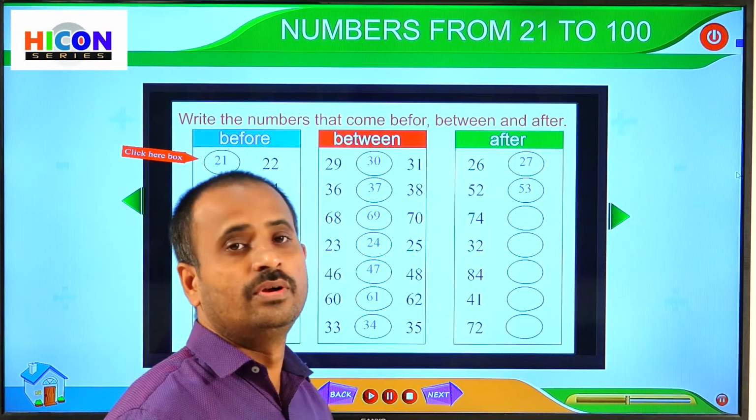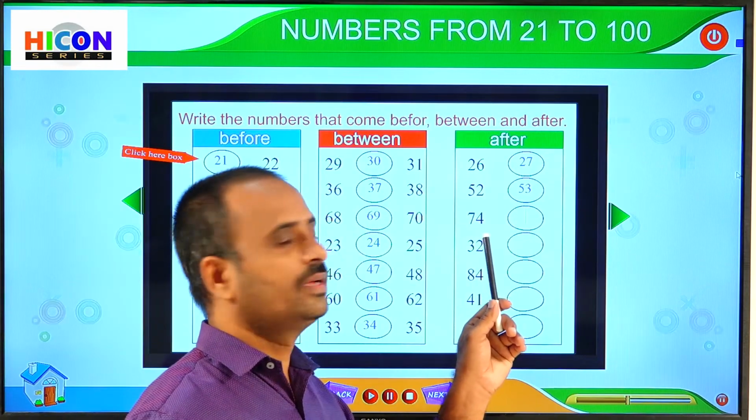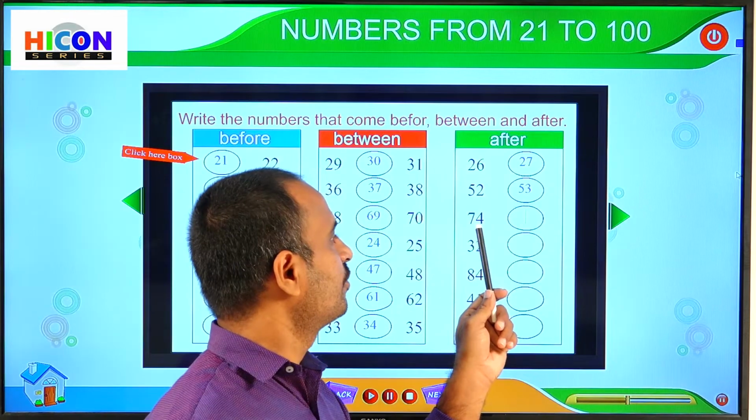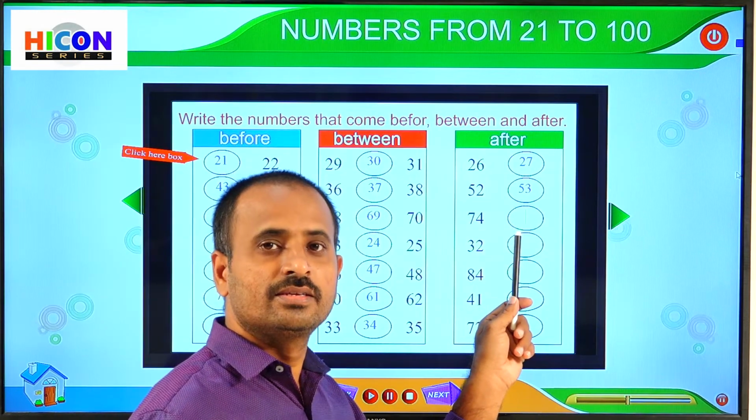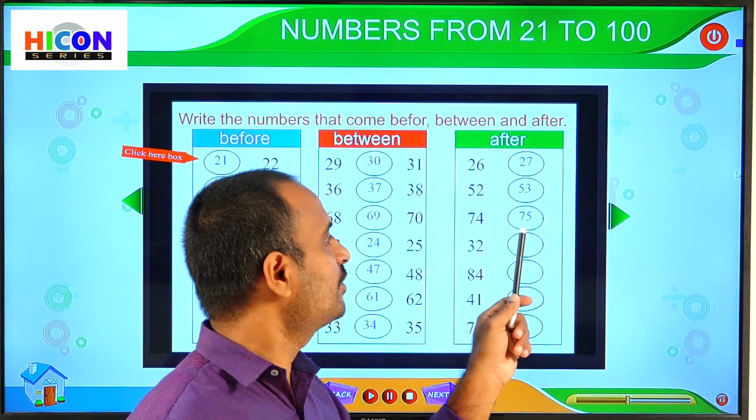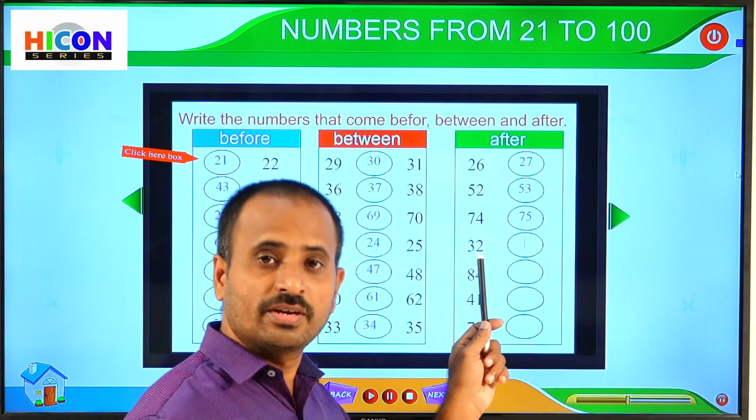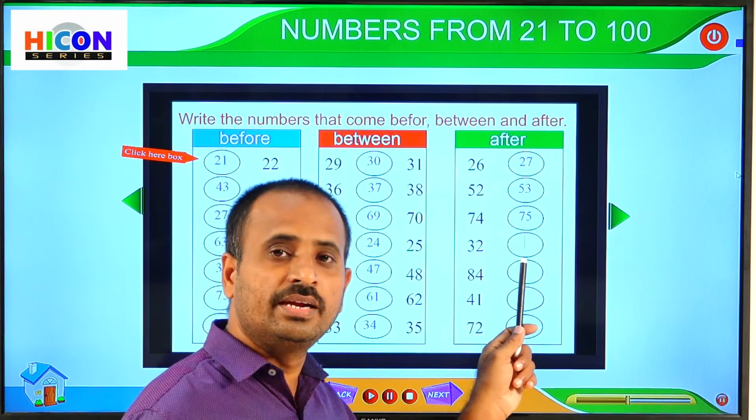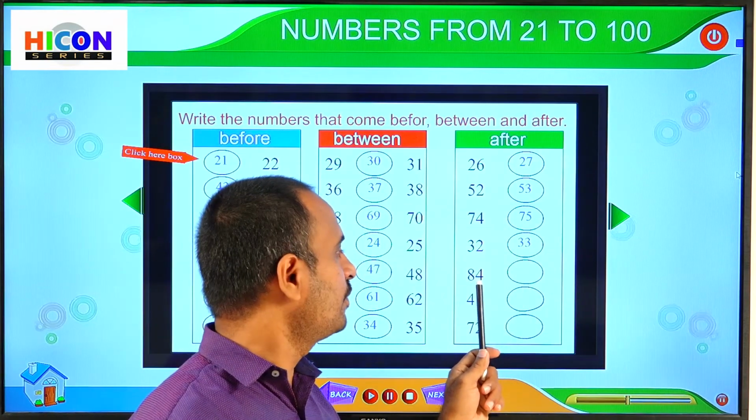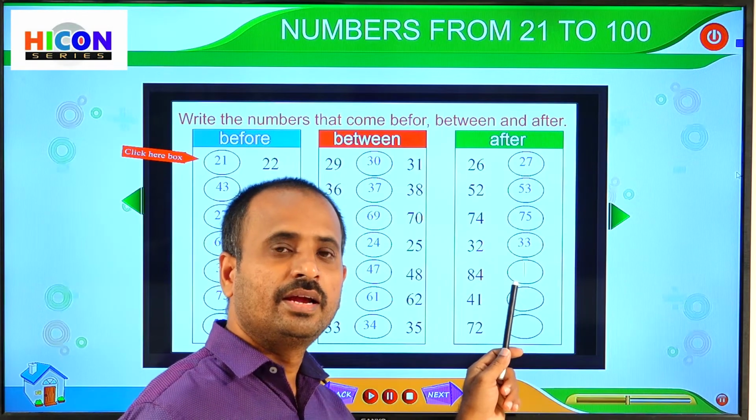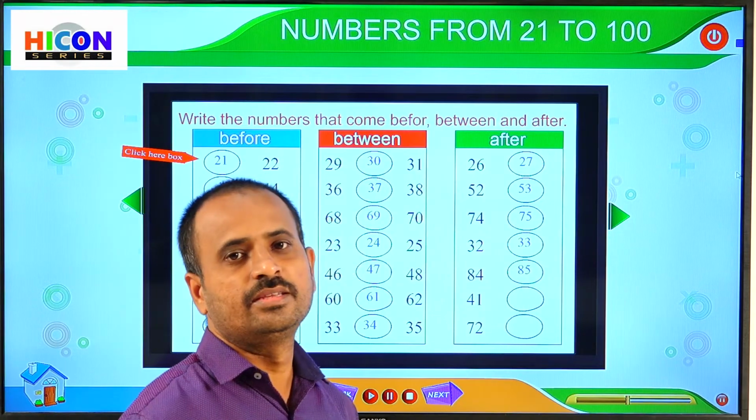So children, you will learn about successors in the next higher classes, and an after number will be obtained by adding 1. So 74. After 74 what will you get? 74 after is 75. So write 75 in this circle. Next, 32. What will you get after 32? After 32 we will get 33. Next 84. After 84 what will we get? 84 after is 85. So write 85 in this set.